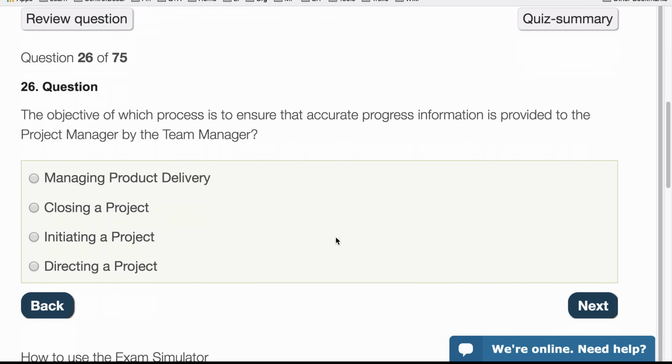Question 26. The objective of which process is to ensure that accurate progress information is provided to the project manager and the team manager? So this question is a bit like asking, in which process does the team manager communicate with the project manager? So that's from a team manager's point of view, and they are always operating here, managing product delivery. So that would be that.